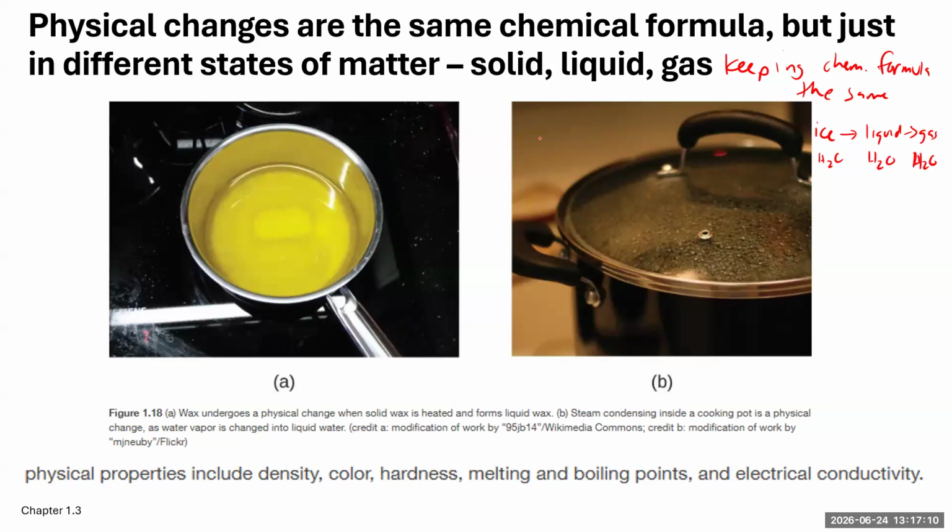It has inherently the same building blocks. It just looks different. Same with melted butter or wax. You could harden the wax or the butter. You can melt it into something else, but it's liquid and solid. And the physical properties may change. Physical properties are things like density, color, hardness, melting and boiling points, electrical conductivity. They may change when you change physical states, but it's not going to change the chemical formula.